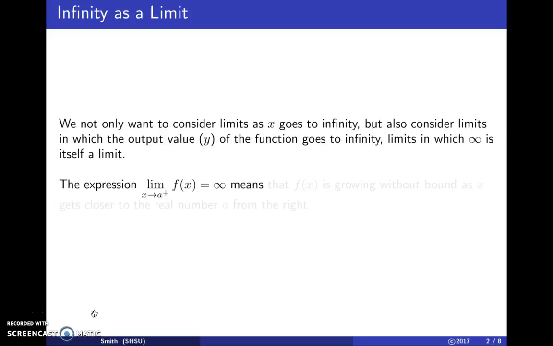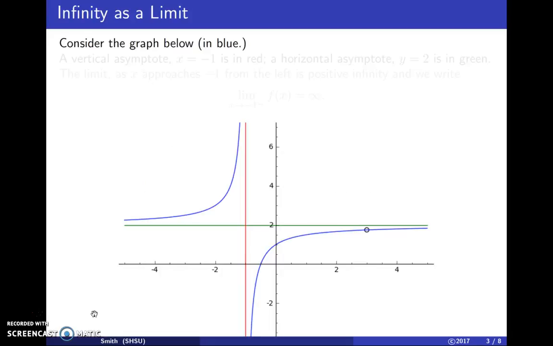The expression the limit as x goes to a from above of f of x equals infinity means that f of x, the output, is growing without bound as x gets closer and closer to the real number a from the right, from larger values. Let's look at this graph as an example.